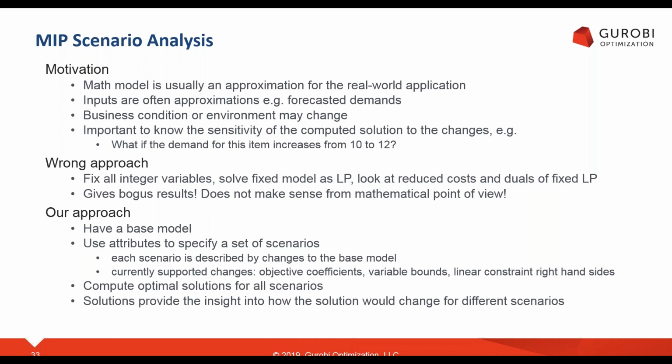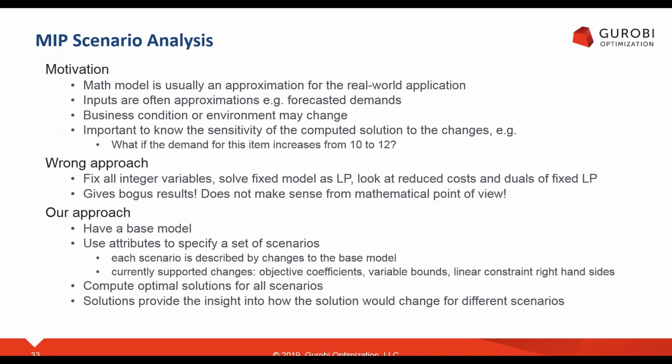And so for a practitioner, it is often important to know what is the sensitivity of the computed solutions with respect to changes to the model. So one question that a practitioner could ask could be, what would happen if the demand for this particular item is not 10, but is actually 12? Is my solution that I computed still feasible? Is it still optimal? Or how would a different optimal solution to this new problem look like compared to my old solution?